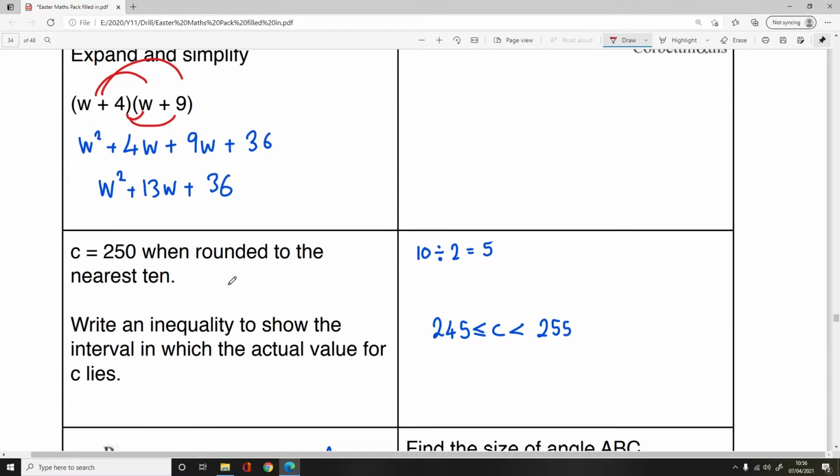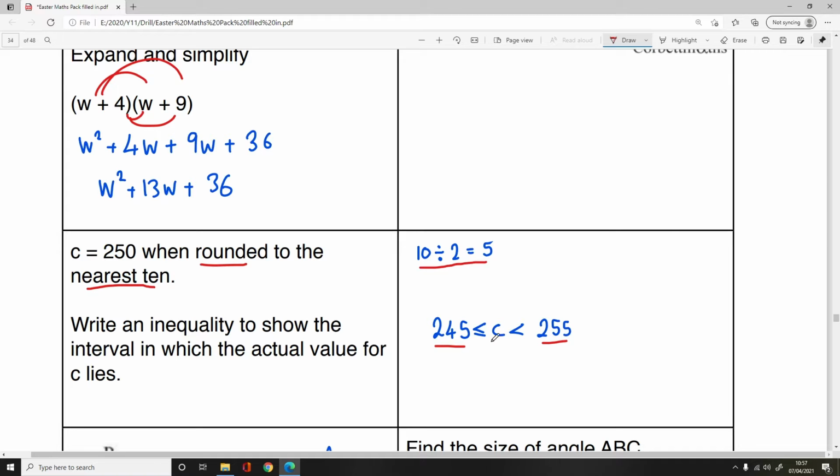For the second question, it is a bounds question. It says it is rounded to the nearest 10, and remember you should be thinking HAT. That is halve that, so 10 divided by 2 is 5. Add that to 250, that gives you 255. Take away, that gives you 245.